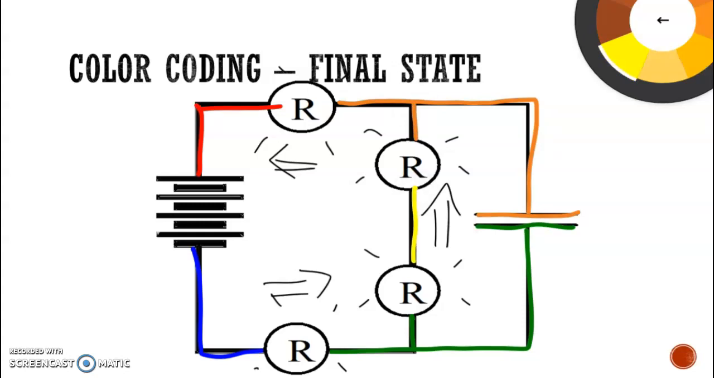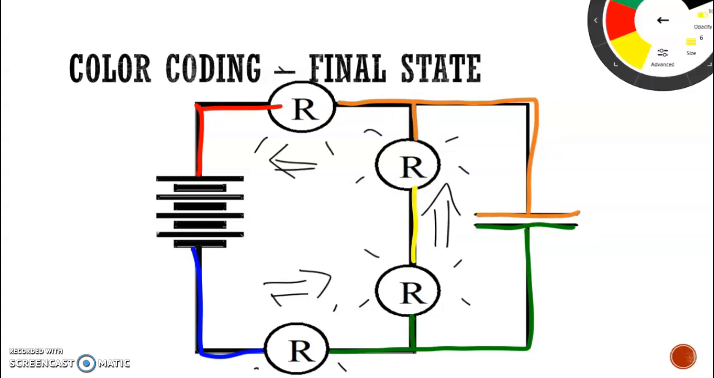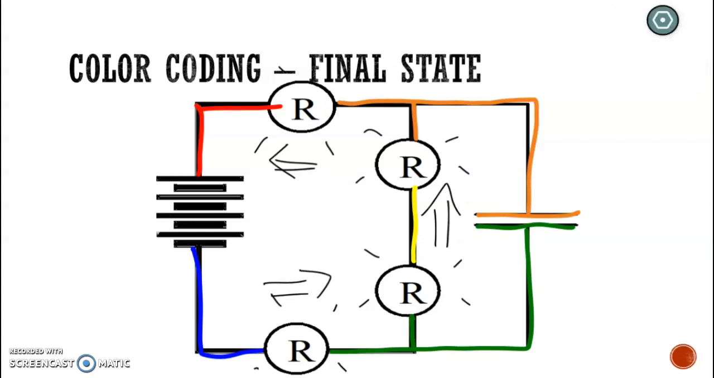And this one here again has stayed yellow because this entire time that this has been going on, the same number of electrons have been going through this bulb as are going out through this bulb. And so this wire here is staying yellow because the same number are coming in as are leaving.